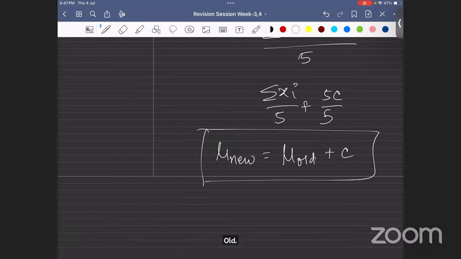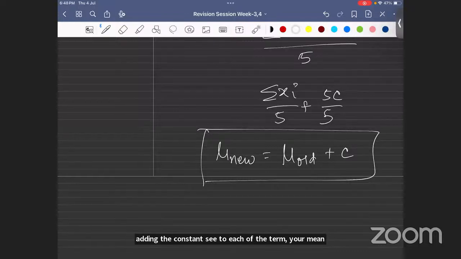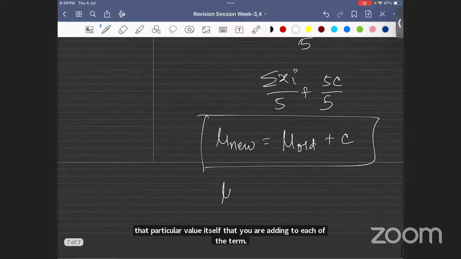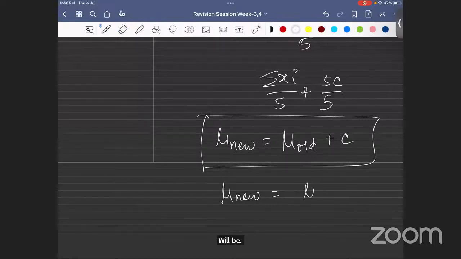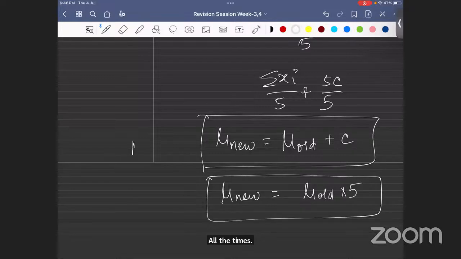Whenever you are asked about this, if you are just adding the constant c to each of the terms, your mean is also getting shifted by that particular value that you are adding to each of the terms. Similarly for multiplication, your new mean will be the old mean times that constant. This is for adding, this is for multiplication.